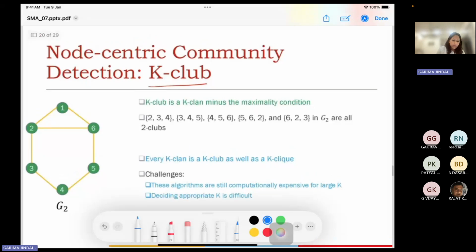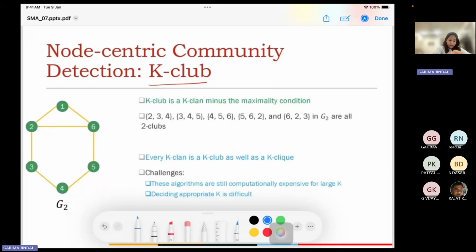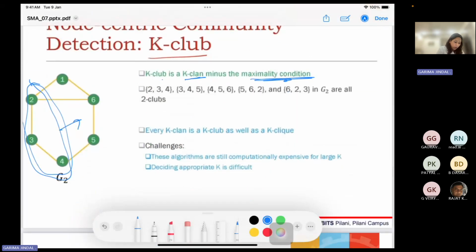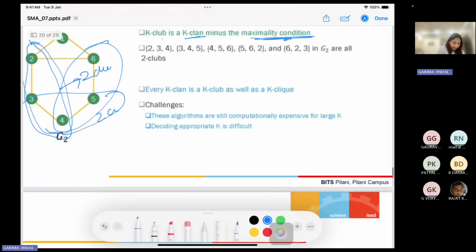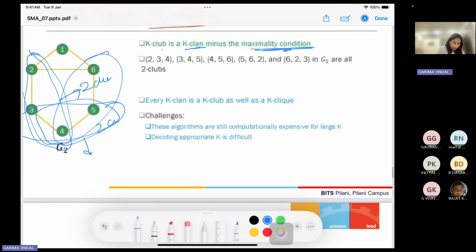K club. Okay, so K club is very similar to K clan minus the maximality condition. If I do not apply the maximality condition, all the subsets that I am getting are called K club. So if I have this particular group of nodes, this will be called a two club. If I have this subset, that will also be called a two club. If I check these three nodes, that will also be a two club. Based on this two club definition, they tried to identify the communities.